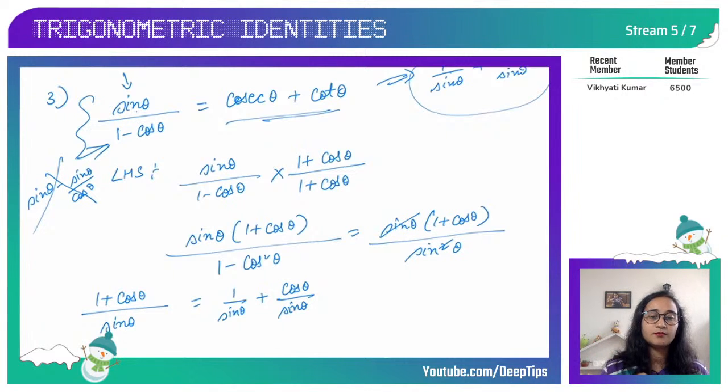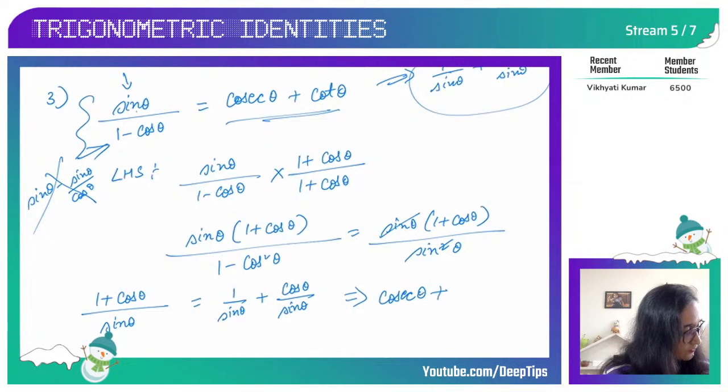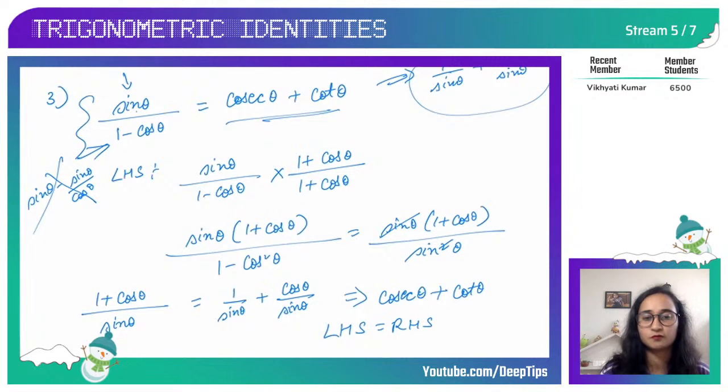To simplify it and make it equal to the RHS, I needed a single term in the denominator. So I got 1 plus cos theta upon sine theta, which I can now write as 1 by sine theta plus cos theta by sine theta. Now if I solve it further, 1 by sine theta gives me cosecant theta, and cos theta by sine theta is equal to cot theta, which is my RHS. So I can now write LHS equals RHS, and hence proved. This is how we solve this question.